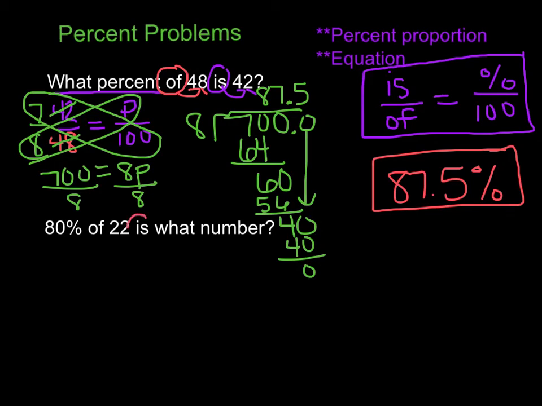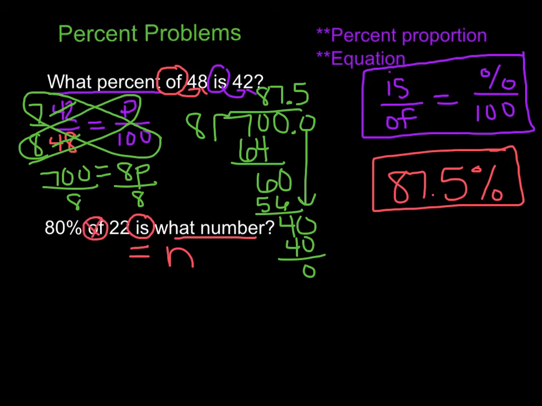And the one that you'll want to start with is the word "is." "Is" in math is an equal sign. Following "is," I have what number? That's something I don't know. In math, we use a variable. I'll call it n. Then over here, I know that "of" means multiply.